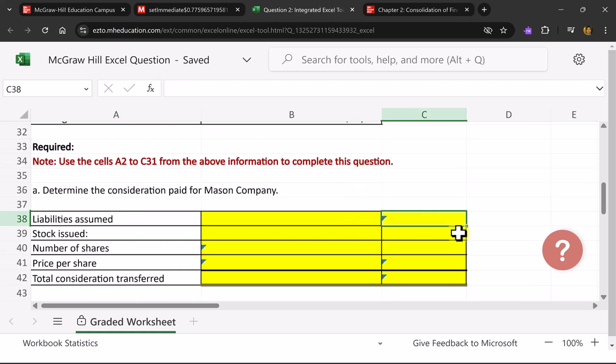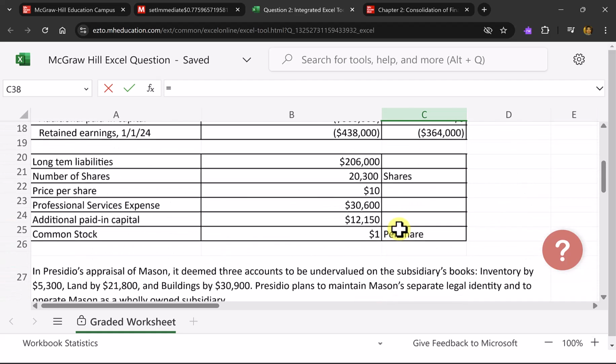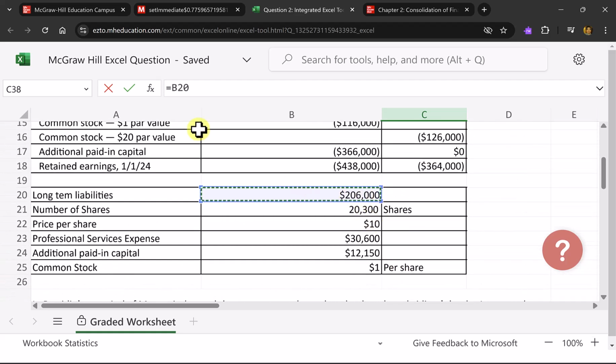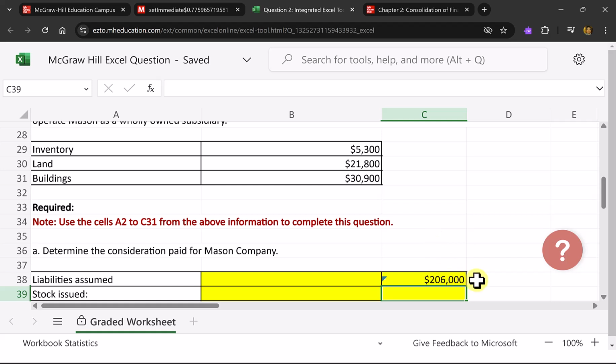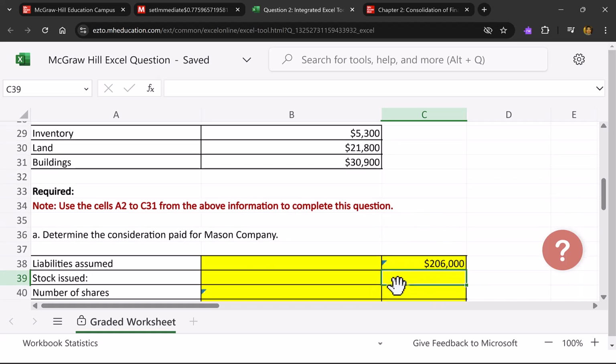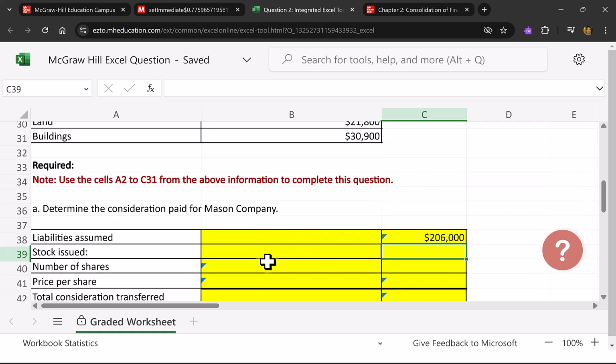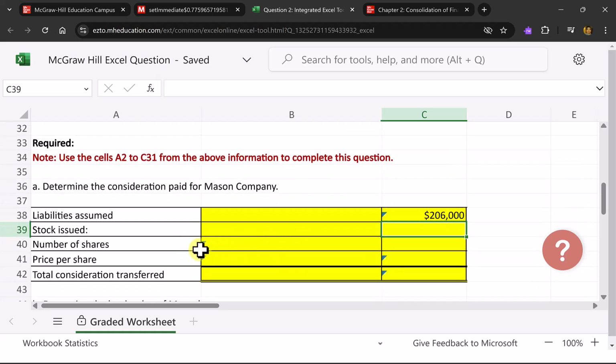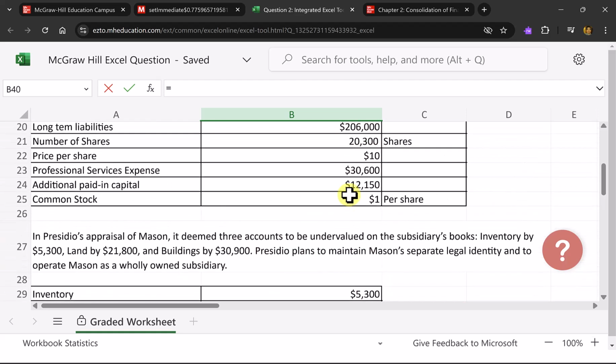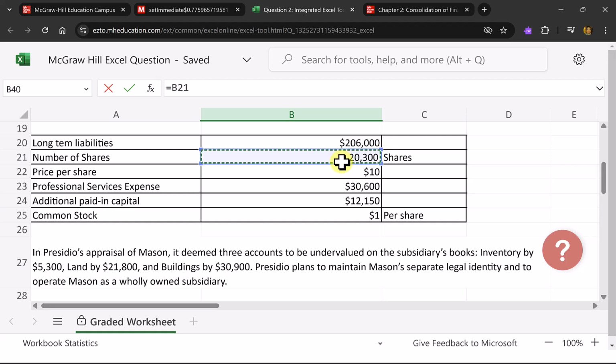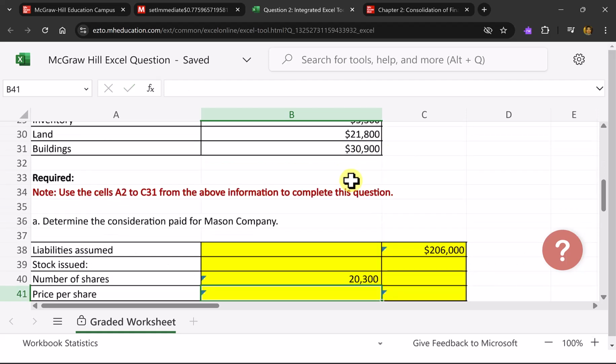Okay, we start off the formula with equal, and we grab that 206,000 here in cell B20. And when I enter, of course, it just enters that one number. Okay, so a stock issued. Again, we're filling in the yellow boxes with only the green flags here. So number of shares issued. So equal, and let's see if we get that, right here, 20,300 shares, and enter.